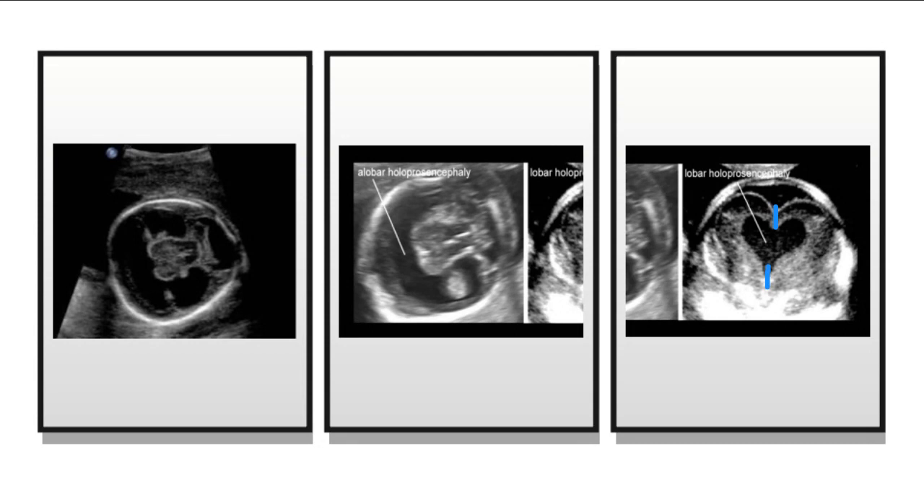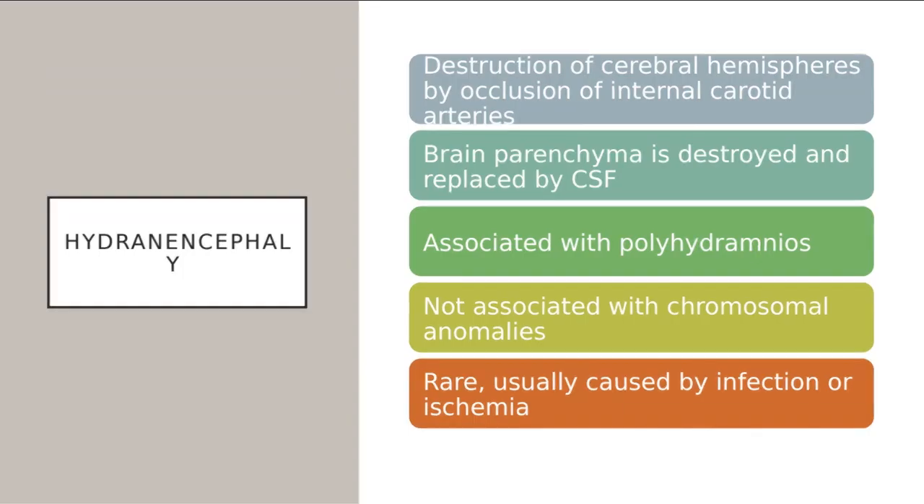Now, if you look at our alobar, all of this parenchyma is all fused together. We see a single ventricle, right, on both images. We're not really seeing any definitive cerebral tissue that has developed properly. So alobar is definitely going to be more serious, and we're really just going to see one of everything in that baby's axial brain.